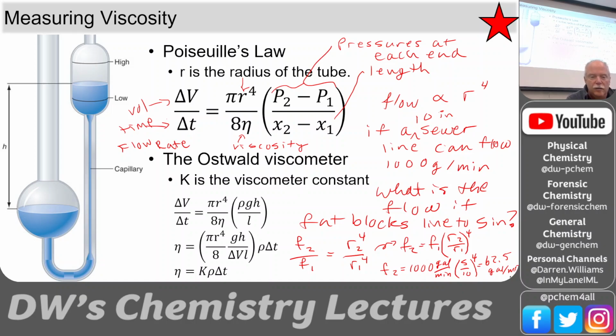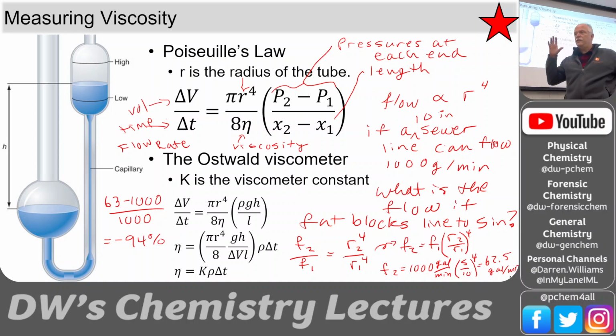So we'll take 63 minus 1,000 divided by 1,000. That's a 94% change. Huge drop. We cut the pipe in half, we cut the flow by 94%. So the most sensitive thing in this equation is the diameter of the pipe.